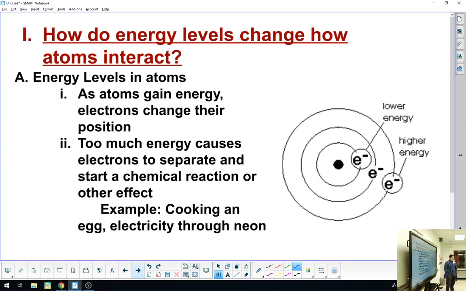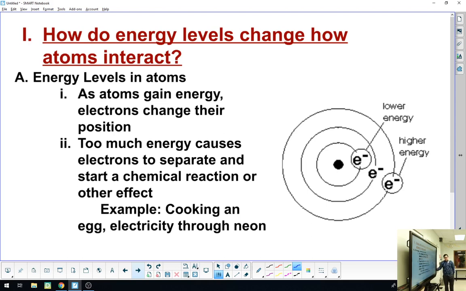We've talked about electrons. We've talked about electrons changing. Ions should be gain or lose electrons. Now we're going to talk about where those electrons are.